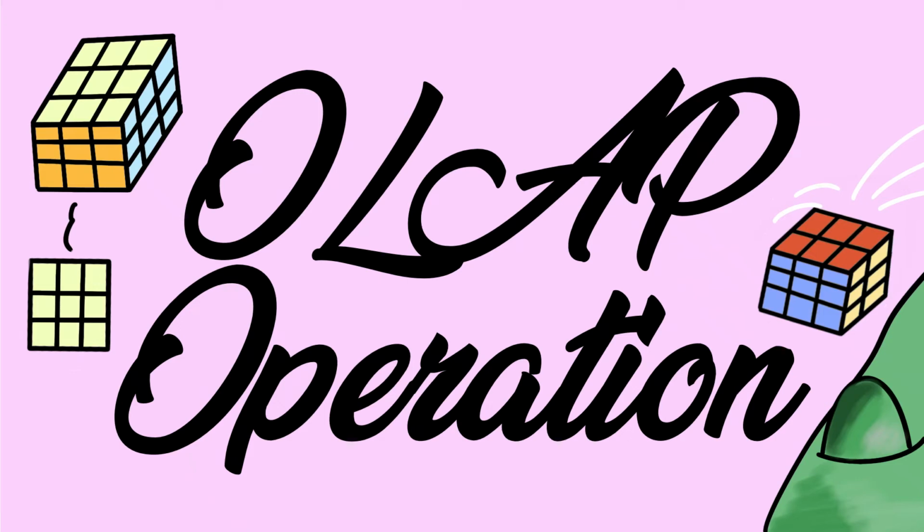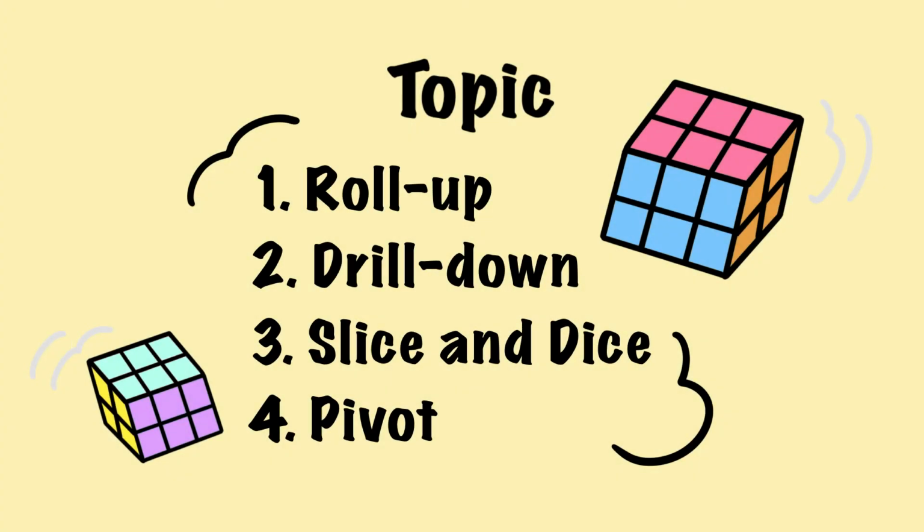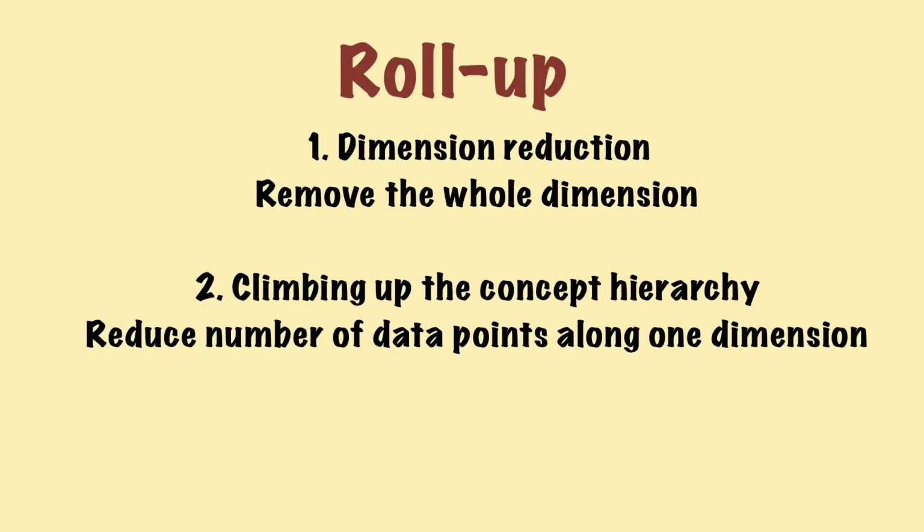Hey guys, today's video is about OLAP operations, which is how we manipulate data in a data warehouse. We'll go through 4 basic operations: roll up, drill down, slice and dice, and pivot. The first one is roll up.